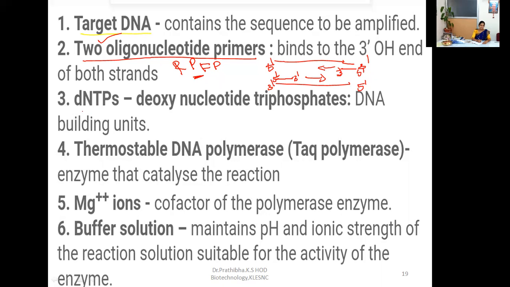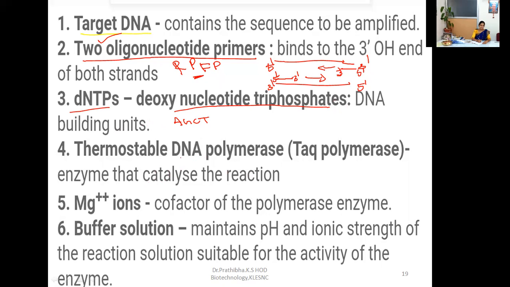Then the most important one is dNTPs, deoxynucleotide triphosphates. These dNTPs are like the building blocks or building units of this particular DNA synthesis. You need to provide many dNTPs: adenine, guanine, cytosine, and thymine.